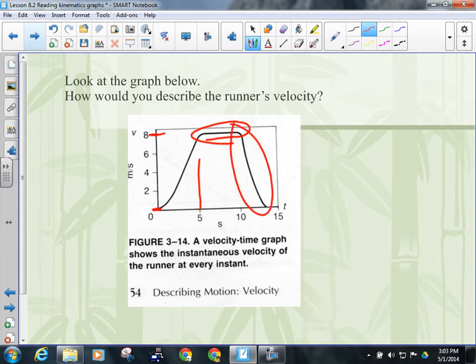All right, what is this person doing right here? They're stopping, right? They're slowing down and coming to a stop. How do I know that? Well, because eventually their velocity becomes what? 0, and that means they're stopped. Okay? Everybody all right with that?